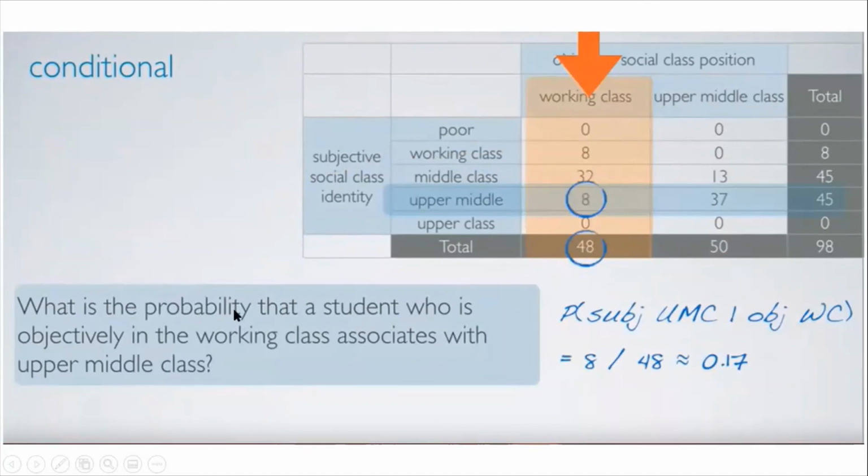So what is the probability of a student who is objectively in the working class being associated with the upper class? In the objective measurement, they are in the working class. What is the probability of getting upper middle in the working class? You just take this 8 and the total becomes 48. This is called a conditional probability.